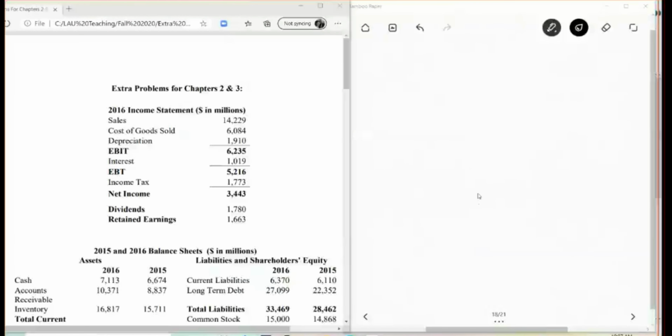Today I'm going over the extra problems of chapters 2 and 3. I will start with the first problem where we have the financial statements for a given firm. We have the balance sheets for years 2015 and 2016 and the income statement for year 2016. Based on those financial statements, we're going to compute the different components of the cash flow from assets. Then we're going to move to a financial ratio analysis.